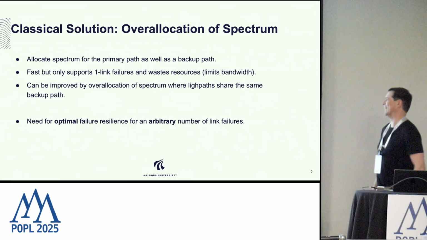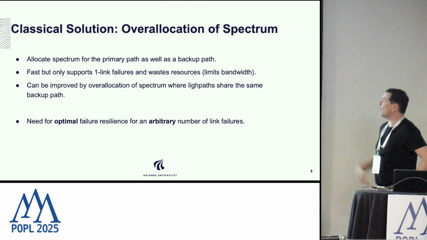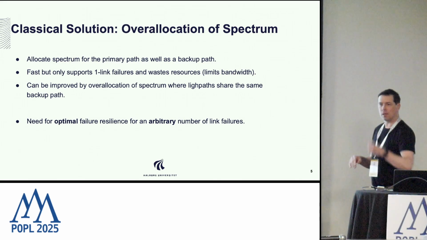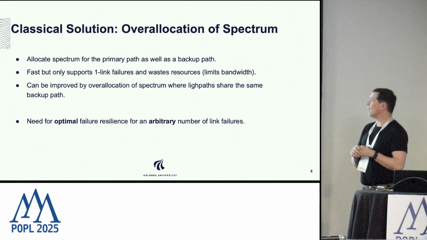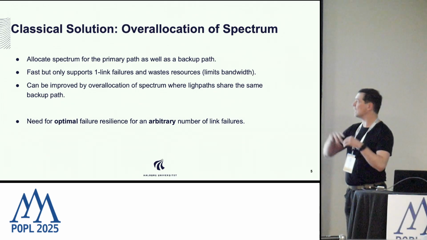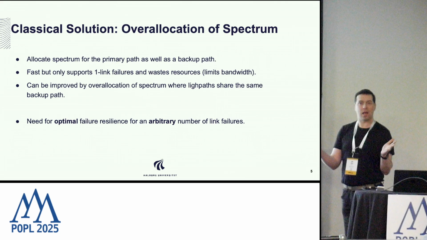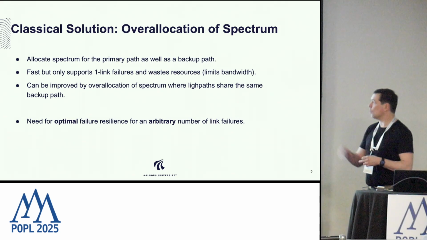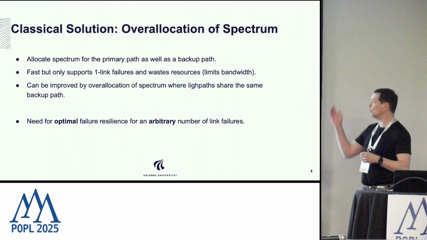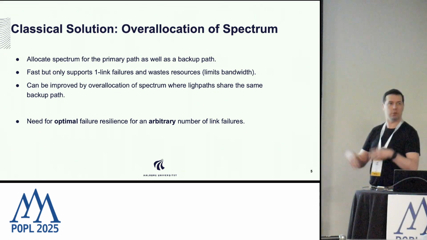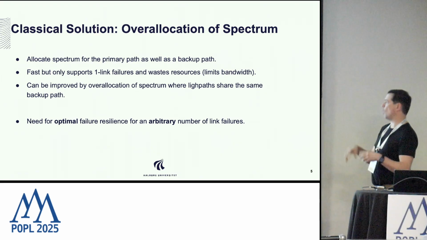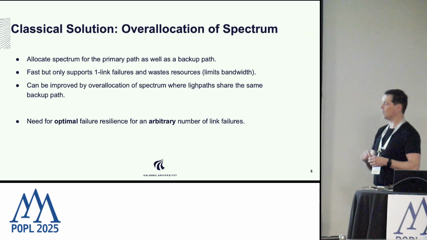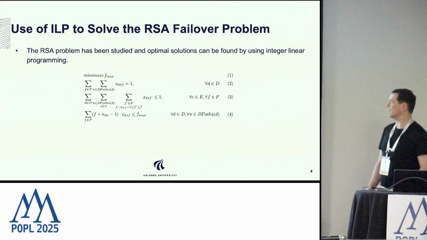Yeah, good. So we can over-allocate. That means for every primary path, we allocate also the spectrum for the secondary path. We can be a little bit smart so that some of these can be shared. And this is very fast because we already allocated the spectrum. We are resilient to one link failure, but we waste lots of resources because they could be used for some other light path. And we would like to find some optimal resilience, not only for one link failure, but for an arbitrary number of failing links.